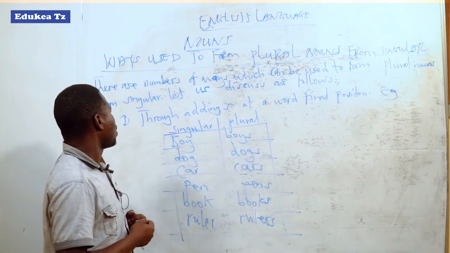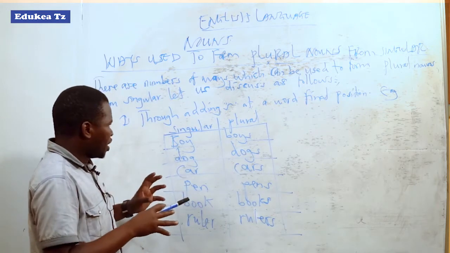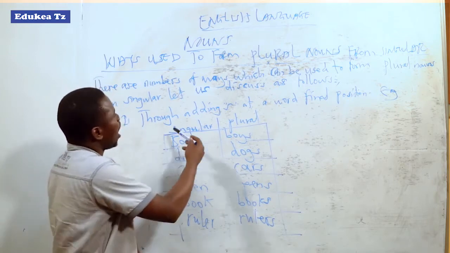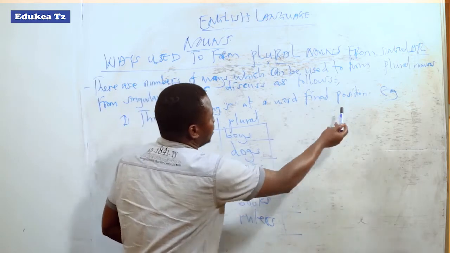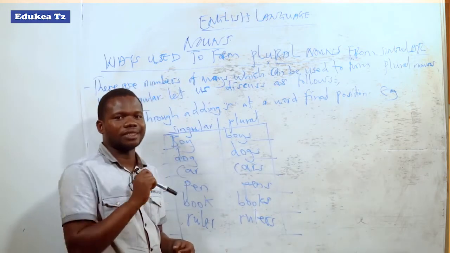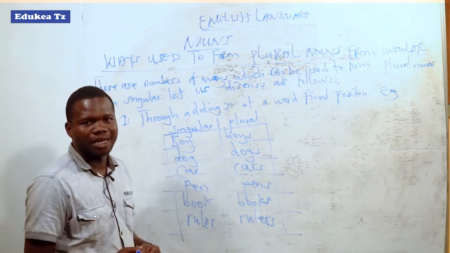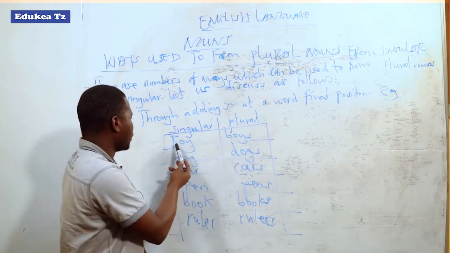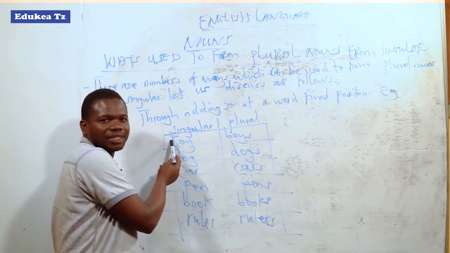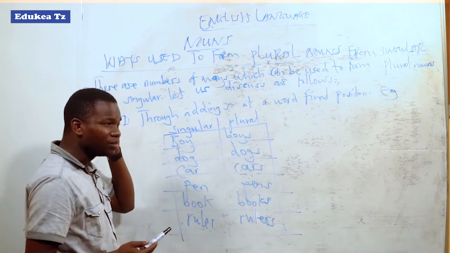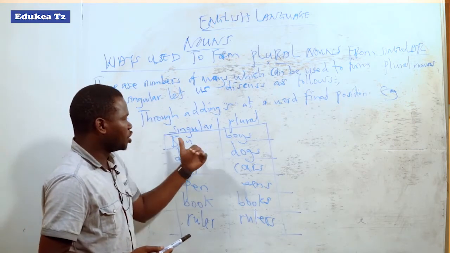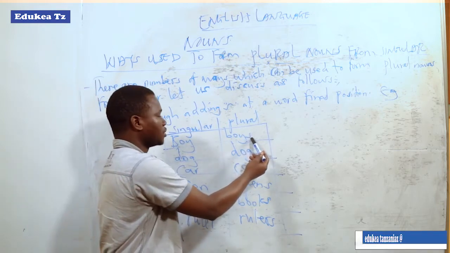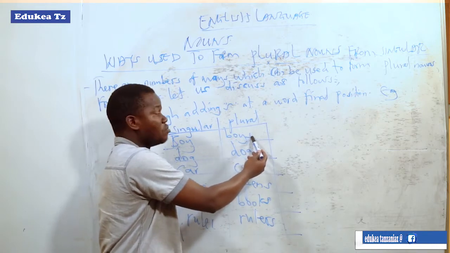Firstly, for some words, we may form their plural by adding s. So it is through adding s at the word final position. That means we add s at the final part or position of a word. For instance, we have words like boy. Boy is singular, that means it is one. So this boy can be changed into plural to show plurality through adding s. That's why we have added s here, and then we get the word boys.